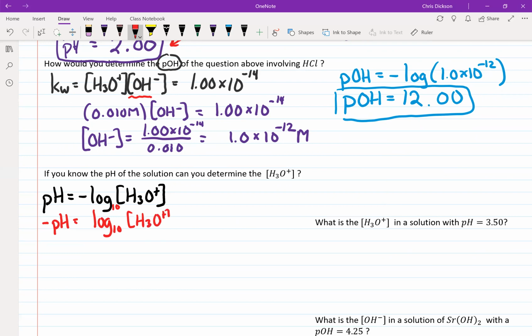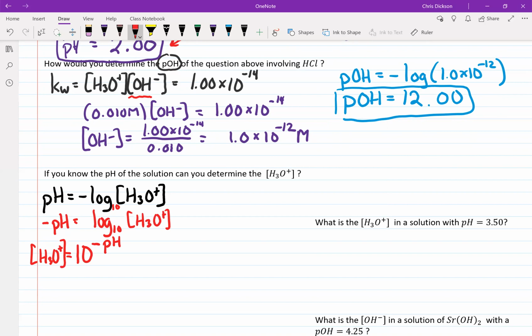And then I'm going to convert from logs to exponents. So my base being 10 means that I would have 10 to the negative pH, and that would equal the hydronium concentration. They refer to that in the book as the antilog. So it's the antilog of a number. So the hydronium concentration, basically you just go 10 to the negative pH.